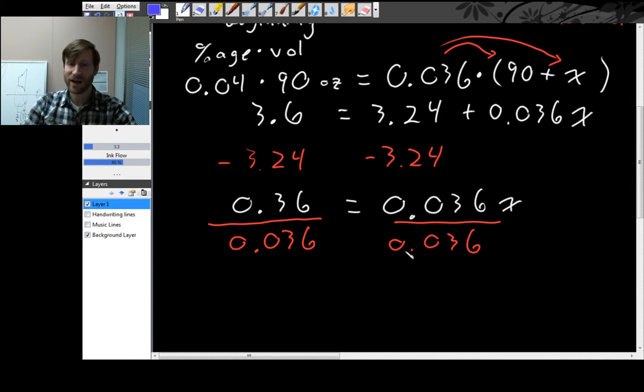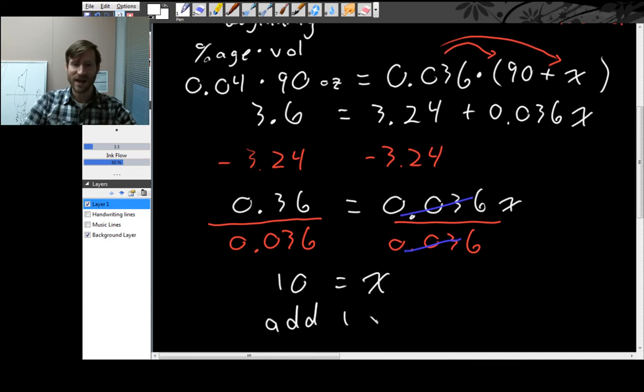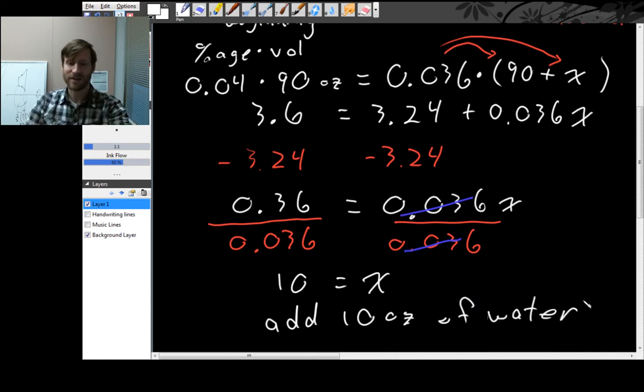On the right-hand side, of course, that's just going to cancel the 0.036 that's in the top. On the left-hand side, 0.36 divided by 0.036, that's 10, I believe. So X is 10. So we need to add 10 ounces of water. And that's it. If you're doing this problem online, your numbers may be different, but the ideas will be the same.